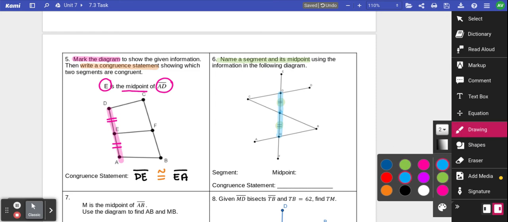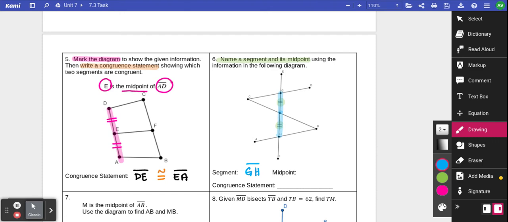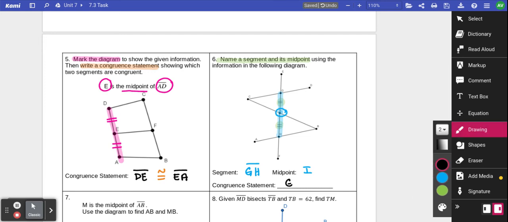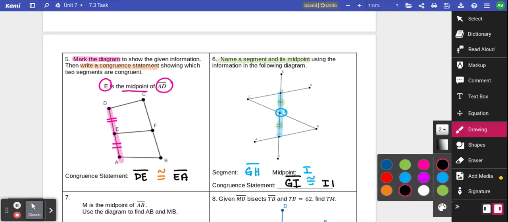So the big segment that got cut in half is the segment that goes from G to H. And the point that's cutting it in half, the midpoint, is I. My congruence statement would be that GI is congruent to IH.